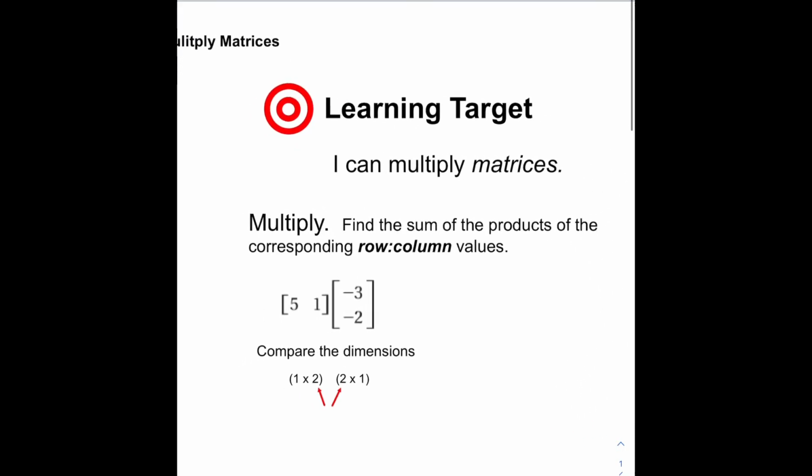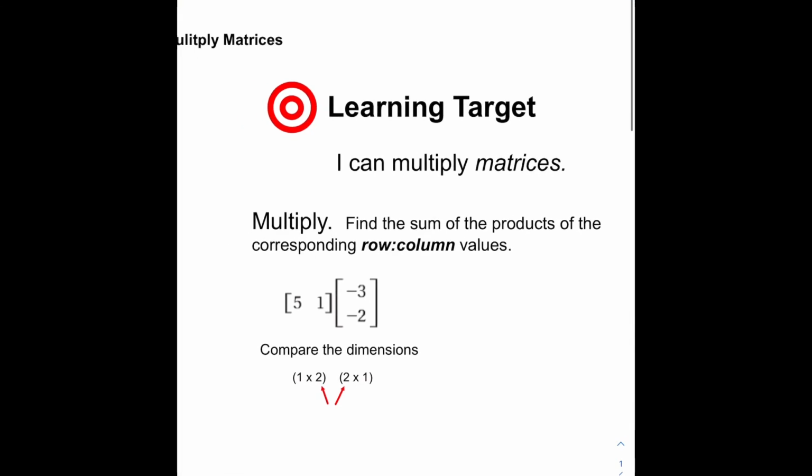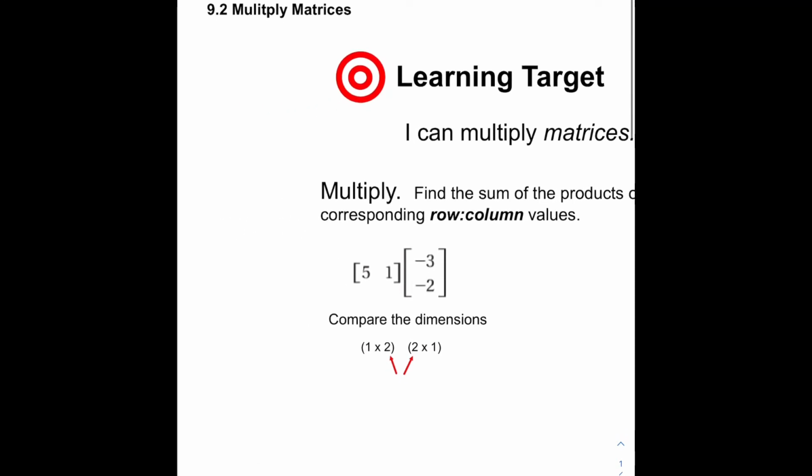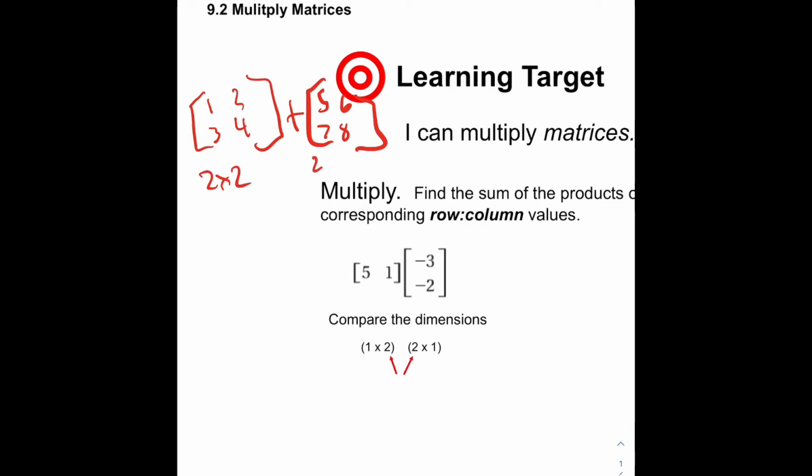This lesson, we're going to talk about multiplying matrices. Now, if you remember when we added them, we basically had to have the same amount of rows and columns in each matrix, or else it wasn't going to work. So for example, this was a 2 by 2 and this was a 2 by 2. If we had a 3 by 2, the other one had to be a 3 by 2. We had to match it up.